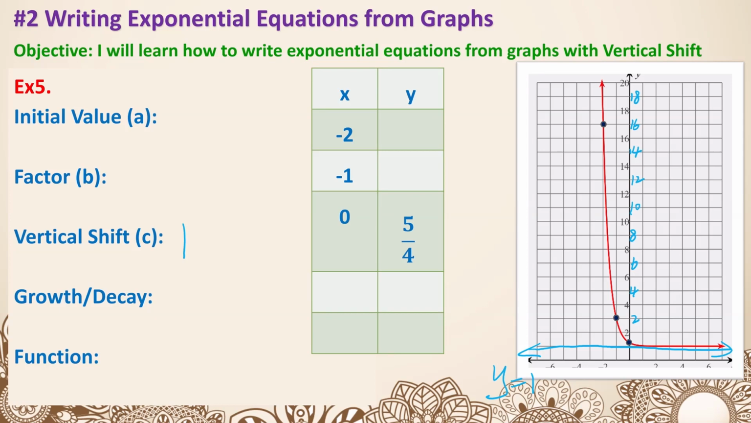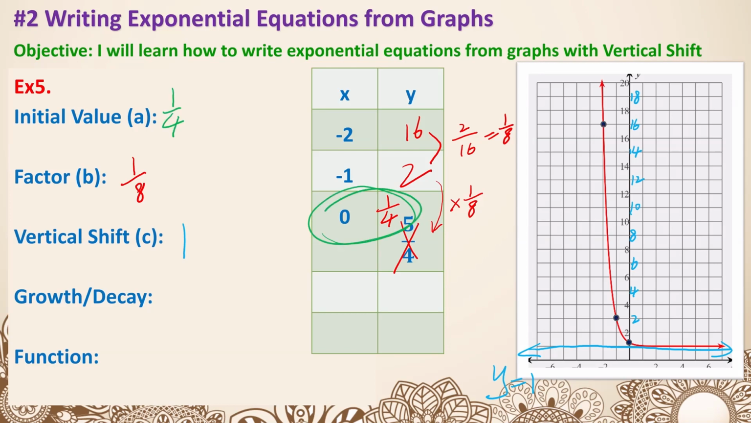Let's use the points. When it's at -2, it's actually at 16. When it's at -1, it's actually at 2. So this won't actually be 5, 4 because we have moved the axis. So you can see the factor is 2 over 16, which is 1/8. Okay, we already know this has to be because we have already moved the axis. So that means in order to get to the next number, I need to multiply by 1/8. 2 times 1/8, that is 1/4. So my initial value right here, 1/4.